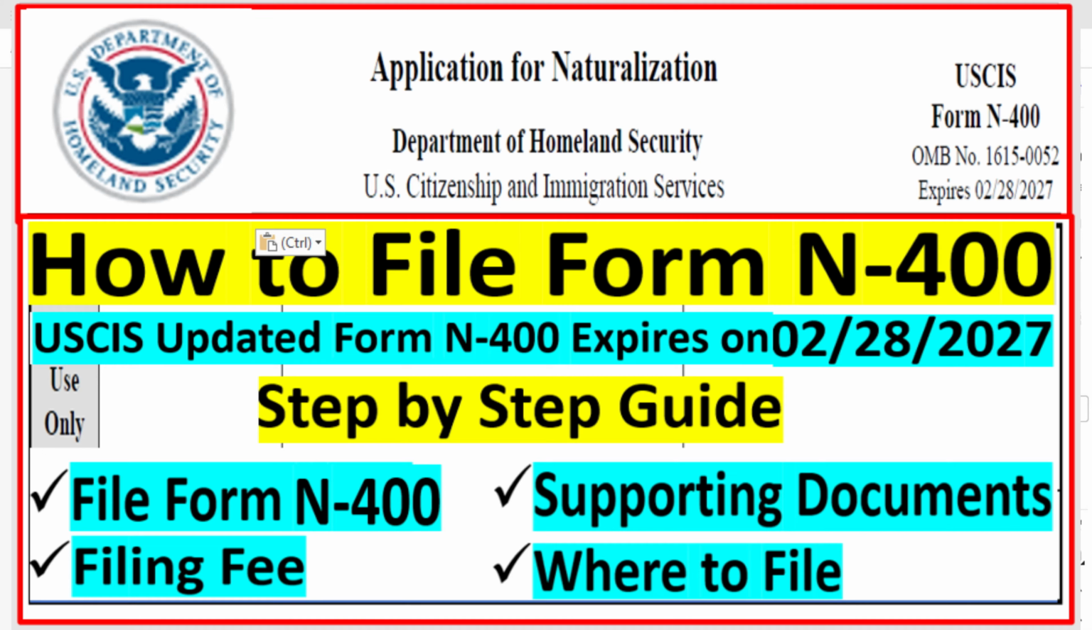As I mentioned just a while ago, this is a new version of Form N-400 that expires on the February 28, 2027. The other version is not expired yet, but do not file it, because this new version is totally different from the version that will expire in 2025. I don't know what they updated, but the other one is still good. So my advice for you: file the new version that expires on 2027.